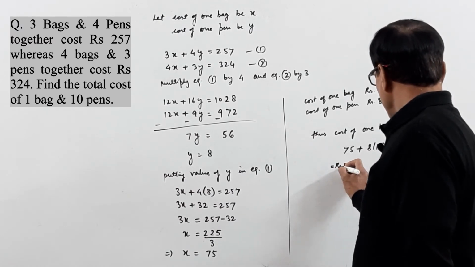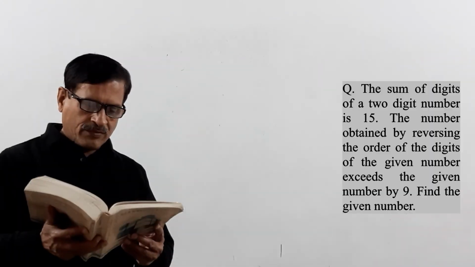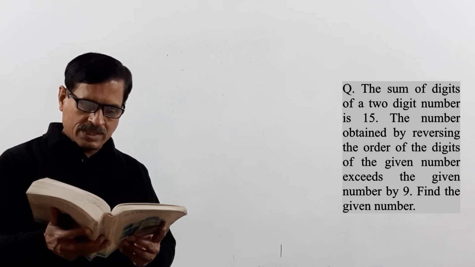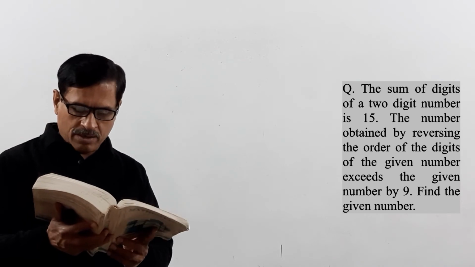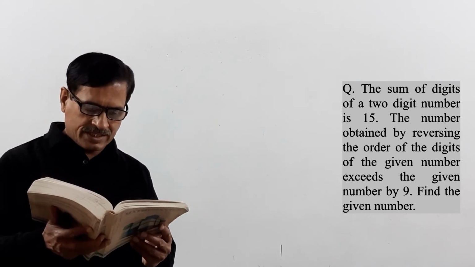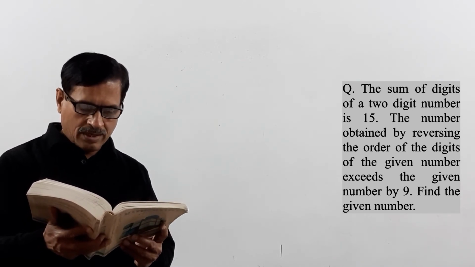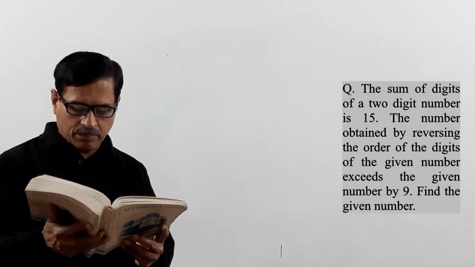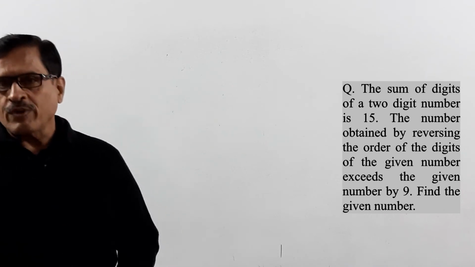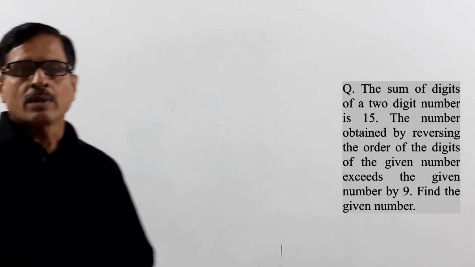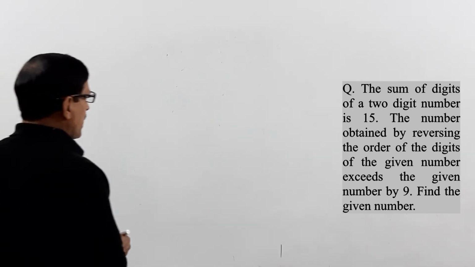and that is 155 rupees. The sum of digits of a two-digit number is 15. The number obtained by reversing the order of the digits of the given number exceeds the given number by 9. Find the given number. So first we assume the digits in the tens place and the units place.